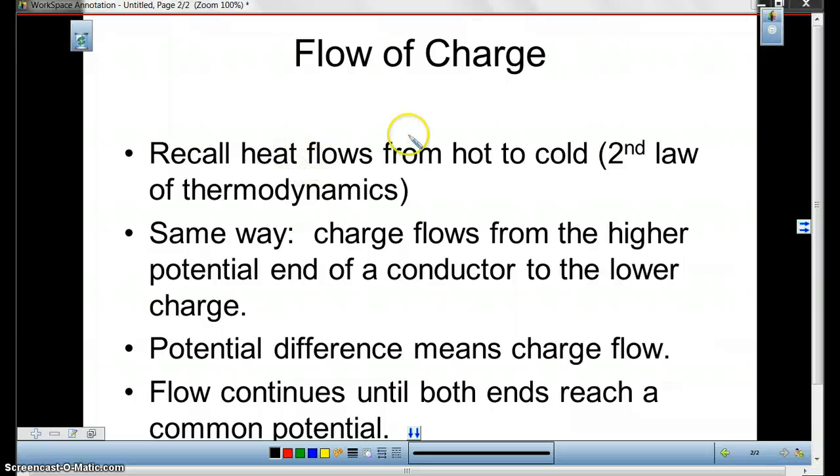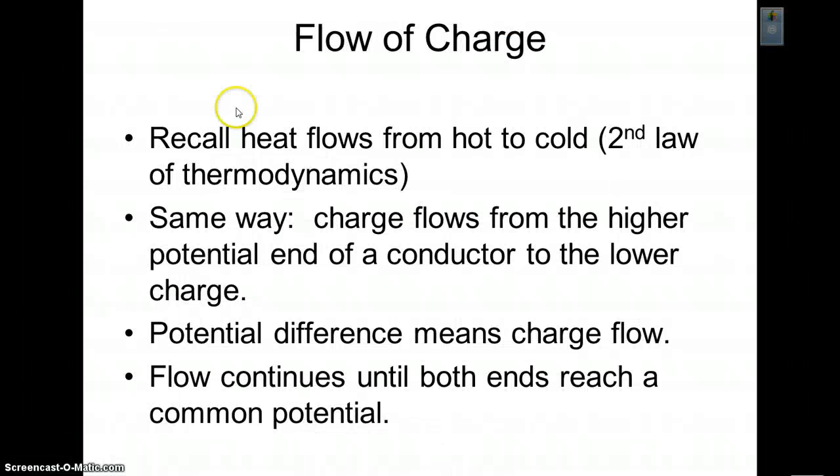Okay, so this is part two, and we're going to talk a little bit about electric current, which comes from the flow of charge. Just like we've talked about heat flowing from hot to cold, like the second law of thermodynamics, in the same way, charge flows from the higher potential end of a conductor to the lower end. That potential difference means charge flow, and that flow is going to continue until both ends reach a common potential.